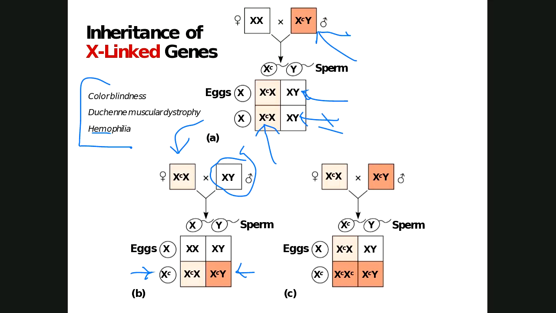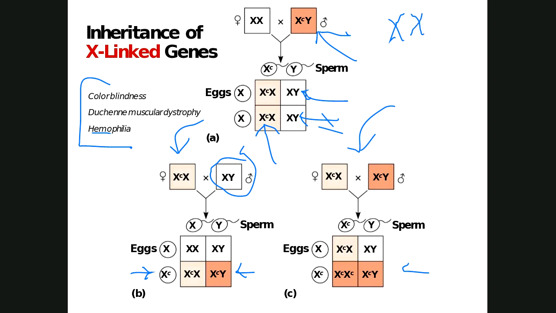Now, if mom's a carrier and dad's colorblind, then half of your children will be colorblind, and this, folks, is just a Punnett square. So the reason why we see these X-linked traits more often in males is because it's a recessive disorder. If you're a female, you have the chance to play dominance and recessive.